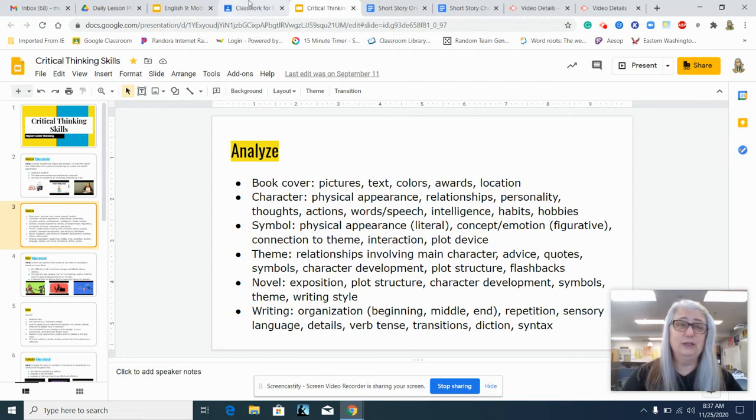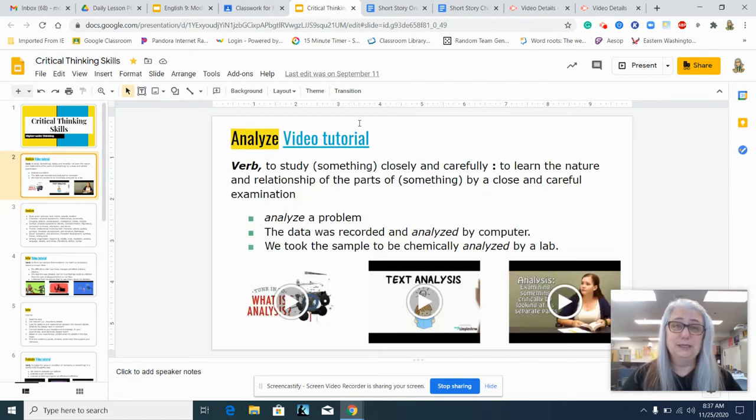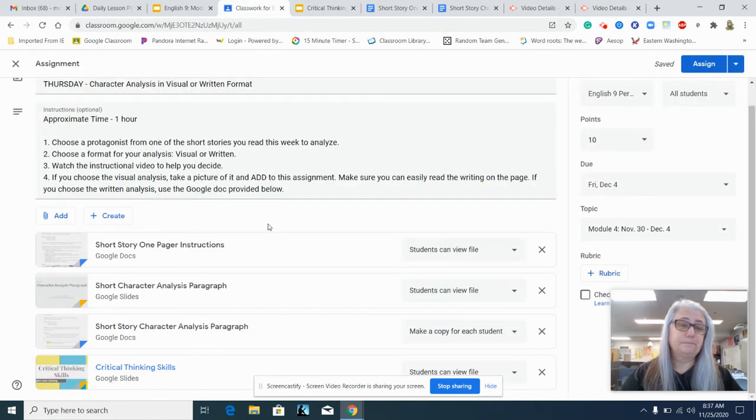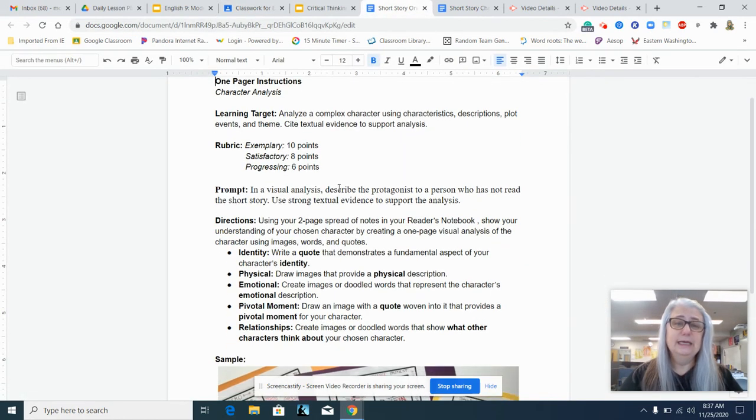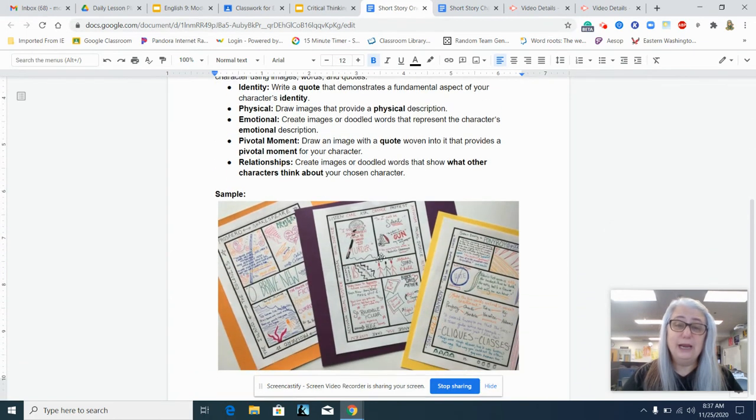So take a look at those things, pick some videos, and then choose if you want to do a visual analysis or a written analysis. The visual analysis is where you're going to be drawing a picture, having some images, some doodled words, but you're also going to include text in this.